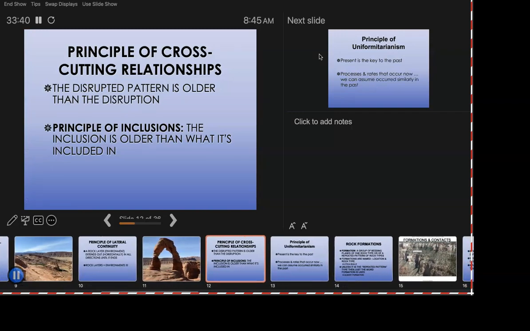Cross-cutting relationships, and as a subset of this, the principle of inclusions. Cross-cutting relationships says that the disrupted pattern is older than the disruption. Well, what the heck does that mean?